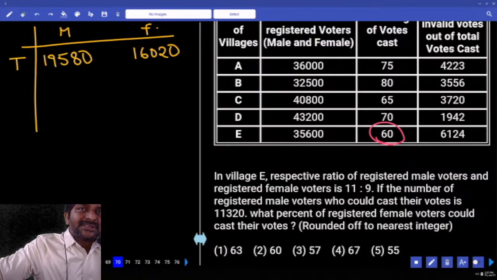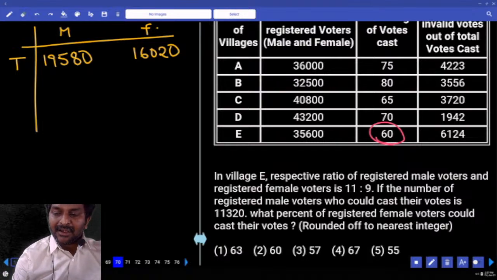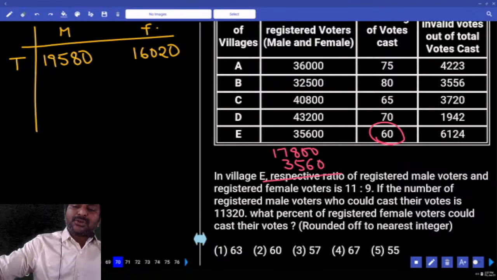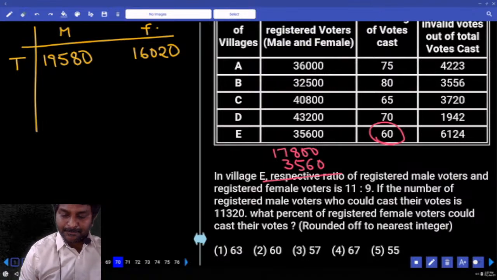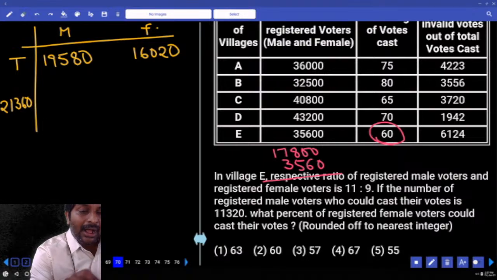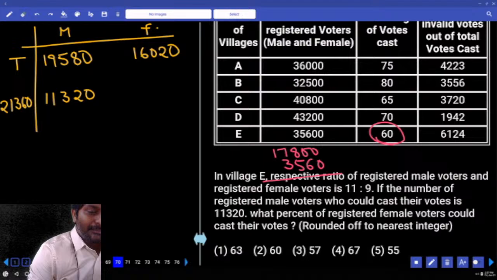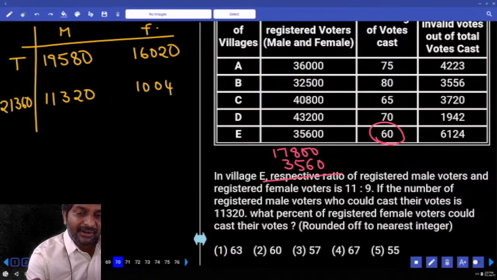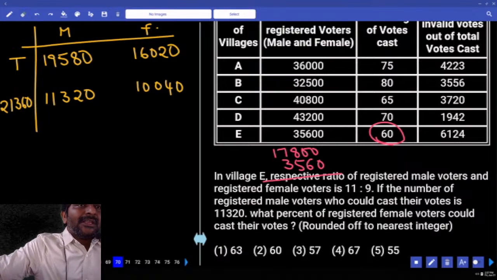60% means 50% plus 10%. Already we calculated the 50% value, and to that 10% means 3,560, both together 21,360. 21,360 are casting their vote, out of which 11,320 are male, then the remaining 10,040 are going to be female only.